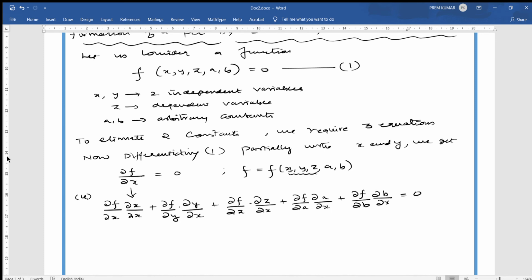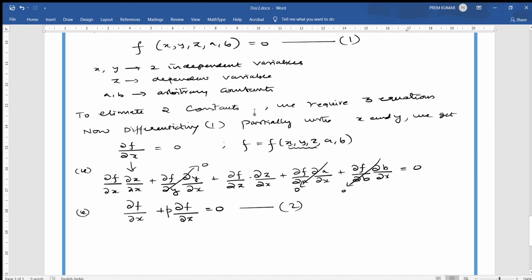This dou f by dou x is written like this. But a and b are constants, they don't depend on x, so these two terms will become 0. So what is this? This becomes 1, so this is written as dou f by dou x plus, and x and y are independent variables, so if you differentiate y with respect to x, this also vanishes. Now dou f by dou z, and what is dou z by dou x? Already we told this is p. This is my second equation.